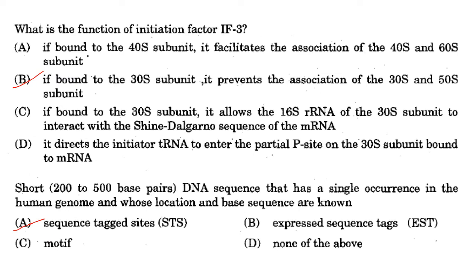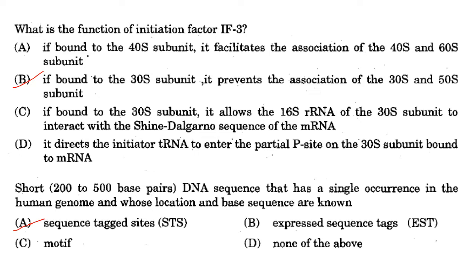Next one. What is the function of initiation factor IF3? It is option D. If bound to the 30S subunit, it prevents the association of 30S and 50S subunits. So, answer is option B.